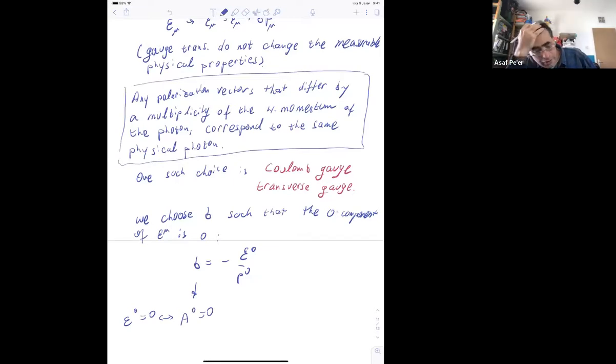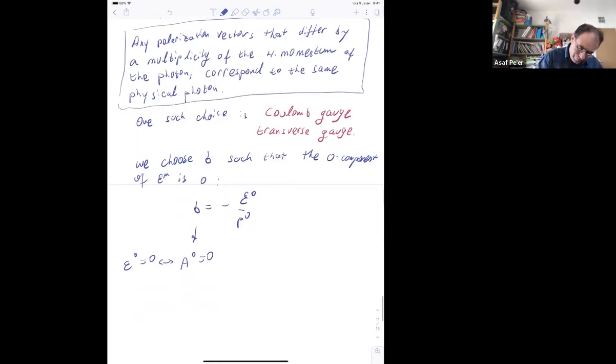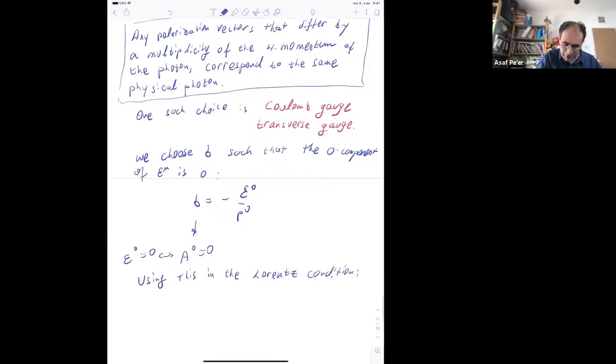Now, if we put this in the Lorentz condition, remember, P dot epsilon is equal to 0. That automatically means that P dot epsilon, but now it's the 3 vectors, is 0, which automatically satisfies that nabla dot A is 0. So the divergence of A is 0.